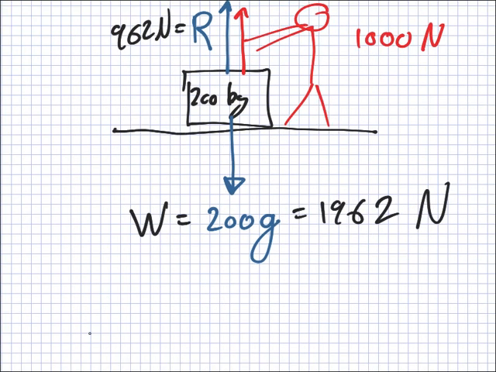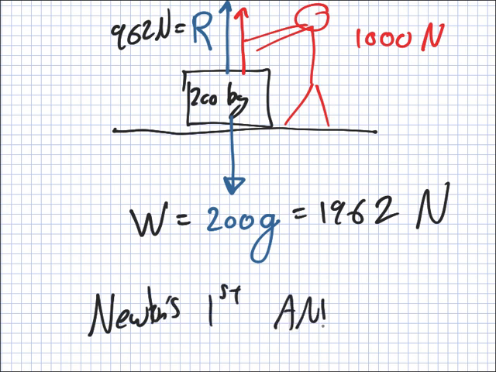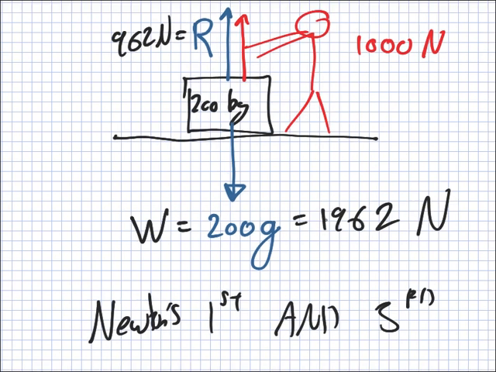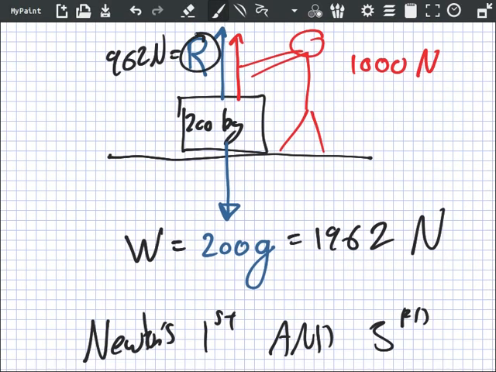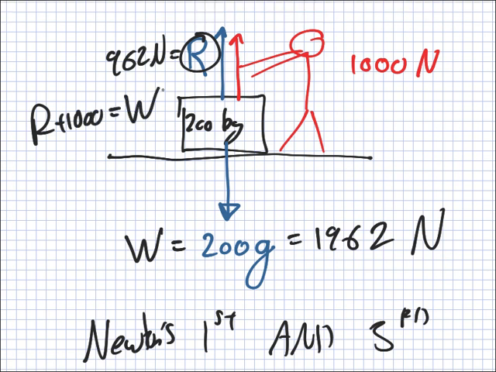So in this we have to use Newton's first law and third law. The third law gives me the R. And the first law says R plus 1,000 should equal W. But if the rock moves, then that's not true. It means it's balanced. The R is 962.